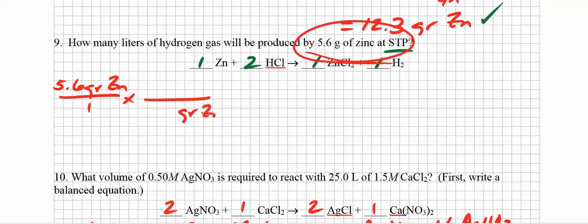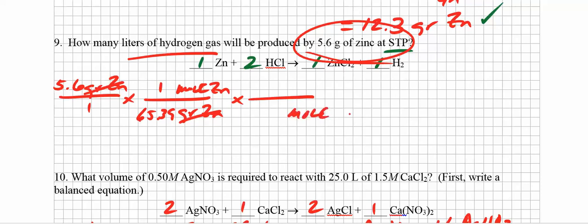I'm going to convert that to moles immediately, right? So we go to moles immediately. 1 mole of zinc weighs, from the periodic table, 65.39 grams. This will cancel with this, and I'm left with moles of zinc. But I'm being asked about liters of hydrogen gas. So I'm going to do a mole-to-mole bridge right here. I'm going to go from moles of zinc to moles of hydrogen gas right here.